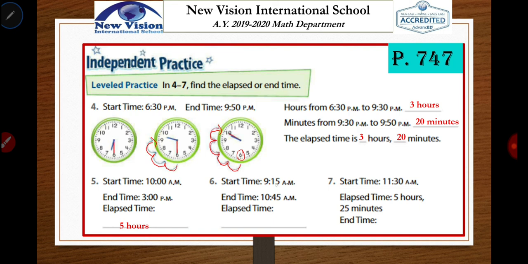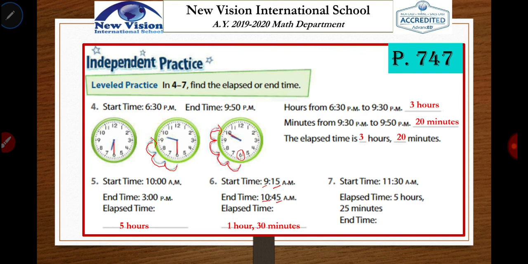Okay, it's very easy. Look at the hours. How many hours is it from 9 to 10? And how many minutes is it from 15 to 45? Do you now have the answer? Okay, the answer is 1 hour from 9 to 10, and you have 30 minutes from 15 to 45.